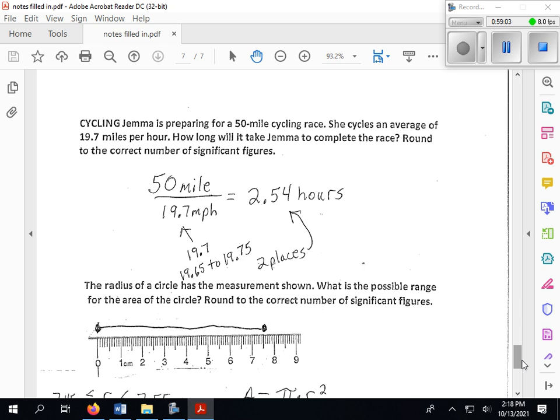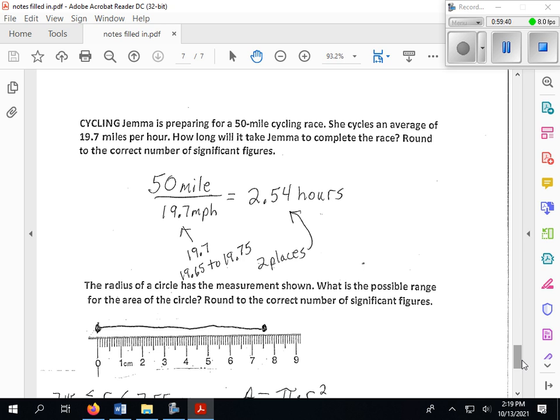Cycling. Jim is preparing for a 50-mile cycling race. How many significant figures in this 50? 1, 2. Now remember, if it's in front of the decimal, everything counts. How many in the 19.7? She cycles an average of 19.7 miles per hour. How long will it take, Gemma, to complete the race? Round your answer to the correct sig figs.